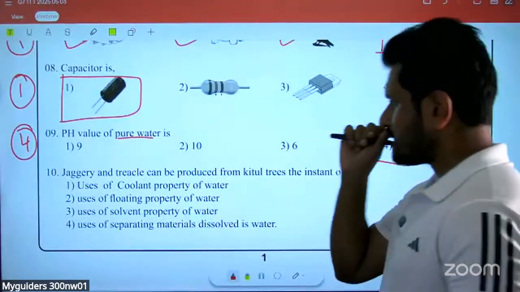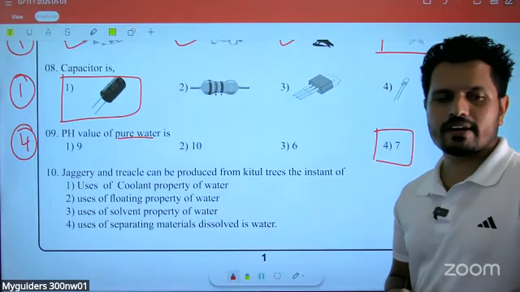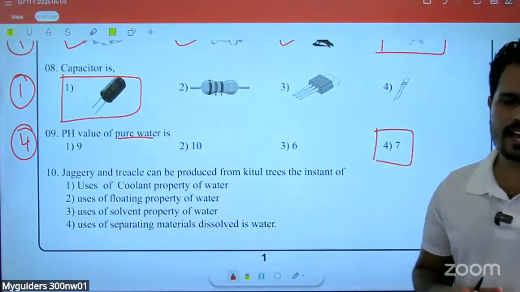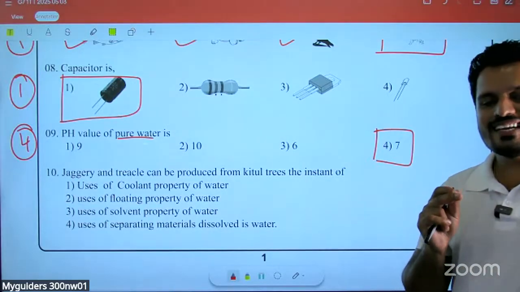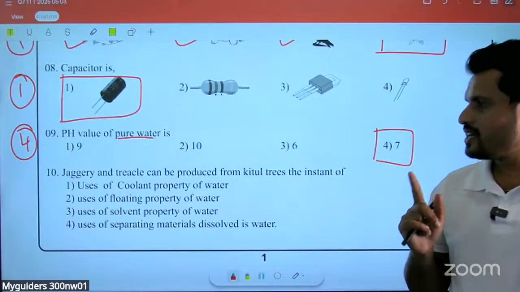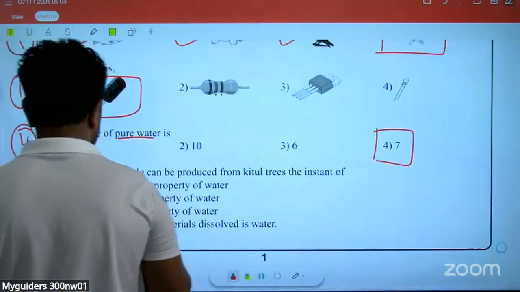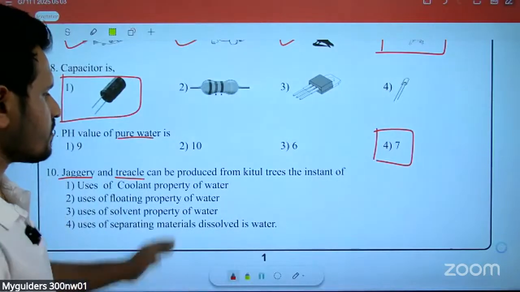10th question. Jaggery and treacle can be produced from Kithul trees. Jaggery is hakuru, and treacle is pani. Yes. We can make this from Kithul trees.